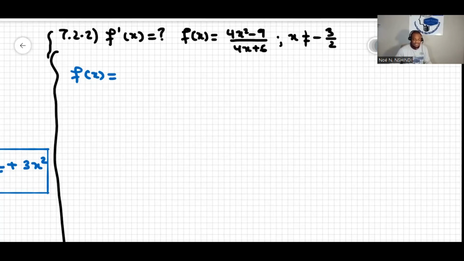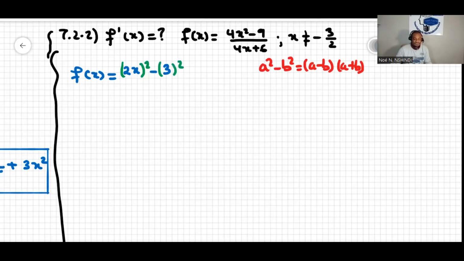Remember, there is a law that says that a squared minus b squared is equal to a minus b times a plus b, or vice versa. So we can apply the same difference between the squares. 4x squared can be written as 2x to the power of 2, okay? And then 9 is also 3 to the power of 2.